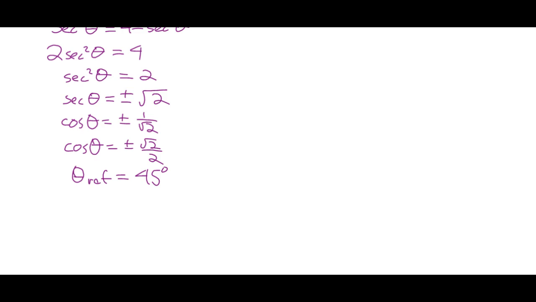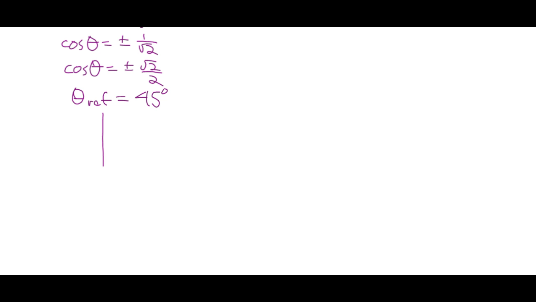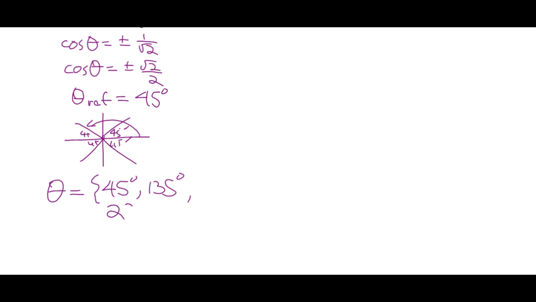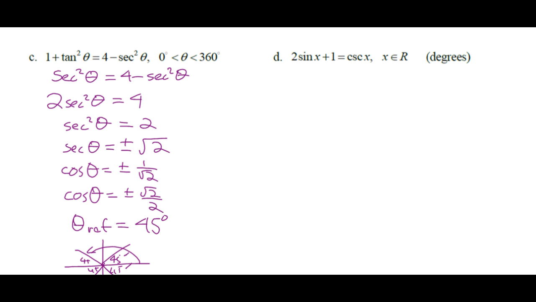I mean, sketch it out. It certainly doesn't hurt to draw stuff out. So there's 45, there's a 45, there's a 45, there's a 45. So theta is equal to 45 degrees, 135 degrees, 225 degrees, and 315 degrees. Okay, and that matches up with our 0 to 360.